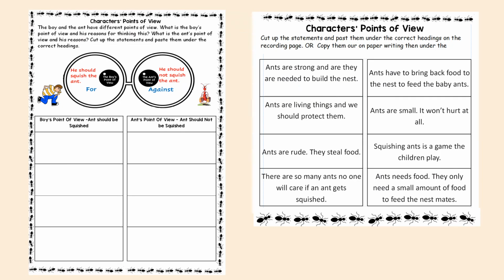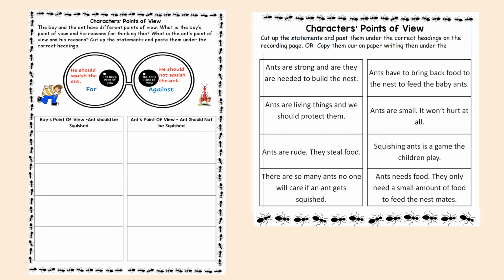To complete this worksheet, you're going to need your recording sheet, and on the second sheet I've given you 4 reasons that the ant says he should be saved, and 4 reasons why the boy thinks the ant should be squished. So all you have to do is read through them and cut them up and stick them on the sheet. Or if you're not going to print it off, you can just write them on a piece of paper, get a family member to help you.